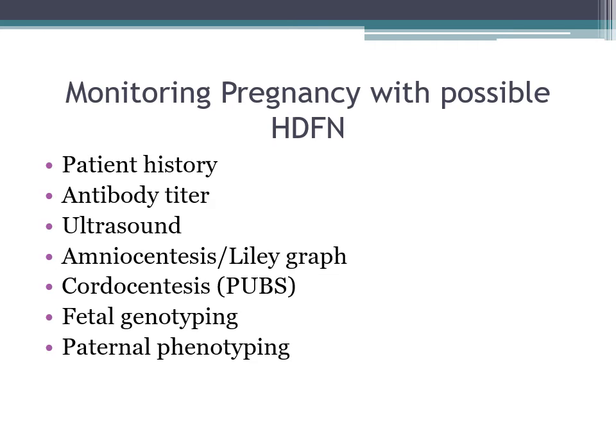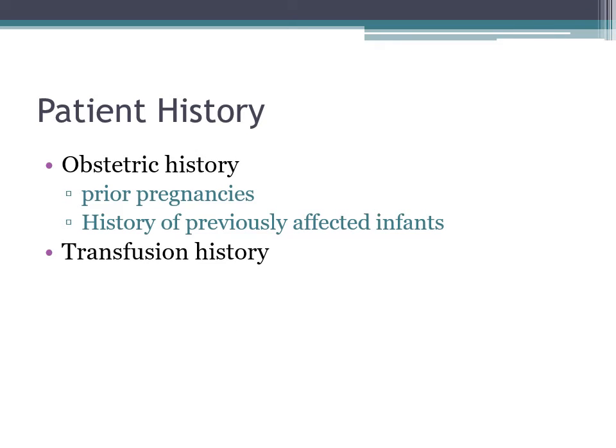So some of the monitoring that takes place of pregnancies with possible HDFN: looking at the patient history, the antibody titer, the ultrasound, the amniocentesis and Liley graph, the chordocentesis or PUBS, the fetal genotyping, and the paternal phenotyping. For the patient history, we're looking at the obstetric history. Have they had any previous pregnancies? Have they had any previously affected infants? And transfusion history. Has the patient ever had blood before?